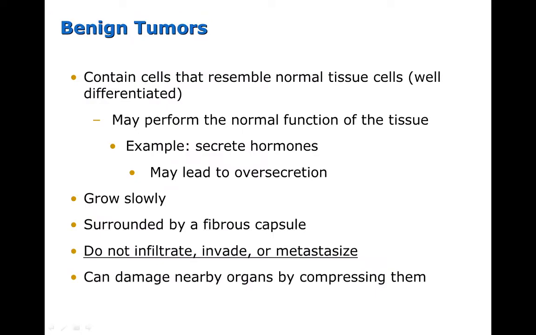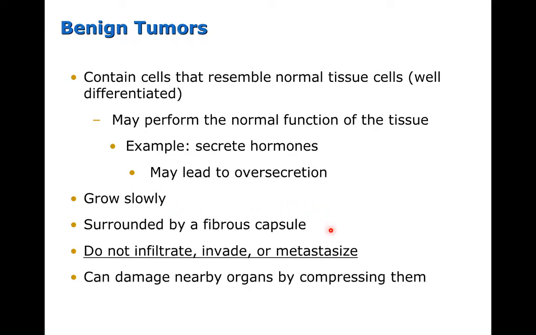Some characteristics of benign tumors include that the cells tend to resemble normal tissue, in that they're well differentiated, and they can perform the function of the normal tissue. For example, if the tissue, like thyroid tissue, is supposed to secrete hormones, then you could have an oversecretion of thyroid hormones if you have a thyroid tumor. Benign tumors tend to grow slowly.